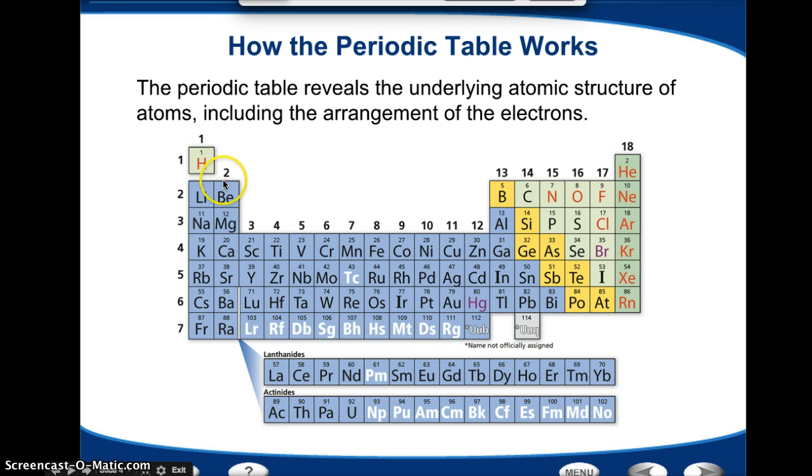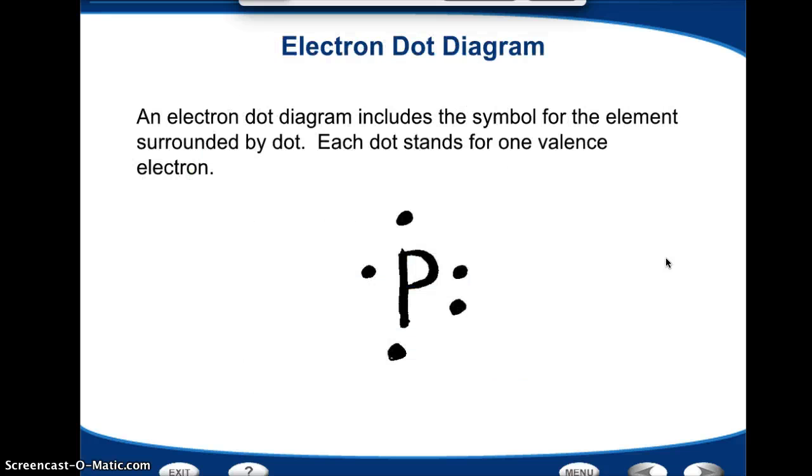So this would have 1 valence electron. Everything in this column has 2 valence electrons. Everything in this column has 3 valence electrons, 4 valence electrons, 5 valence electrons, 6 valence electrons, 7 valence electrons, and 8 valence electrons. And remember, this is not the total number of electrons. This is the number of electrons in the outermost level. So when we do a dot diagram, again, it's not showing us all the electrons. It's just showing us the valence electrons, the electrons in the outermost level.